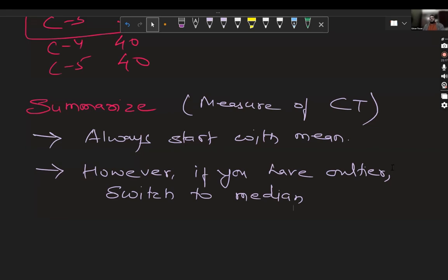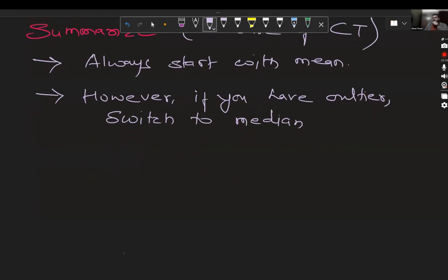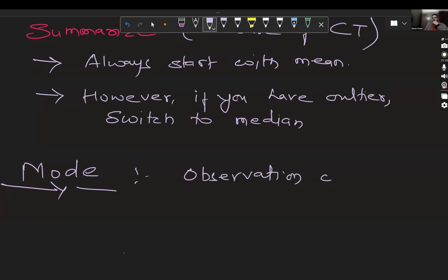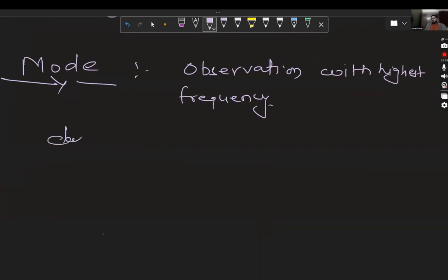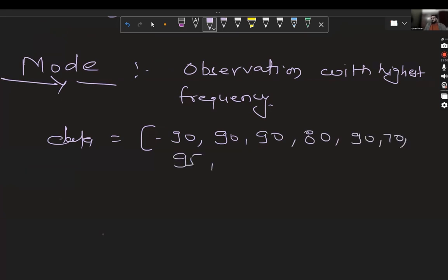Now let's jump into the third, which we call mode. What is mode? As I listed earlier, it is the observation with the highest frequency. Let's understand this again with a data example. Let's say we have data points like 90, 90, 90, 80, 90, 70, 95, and 90.